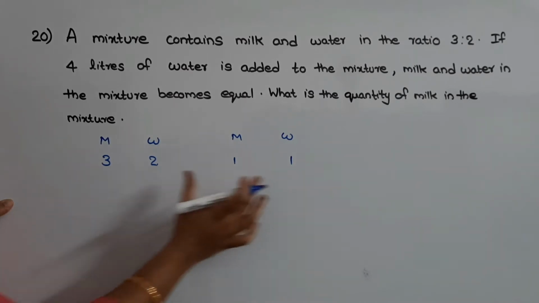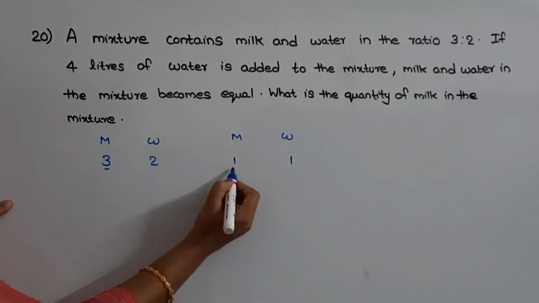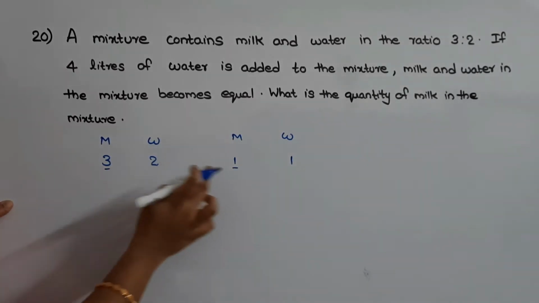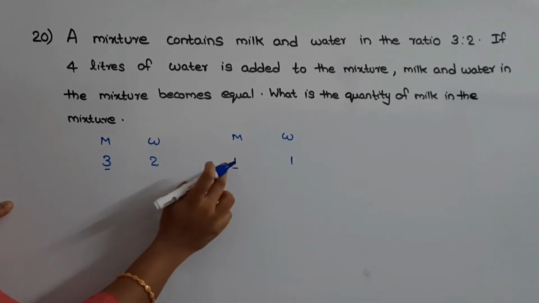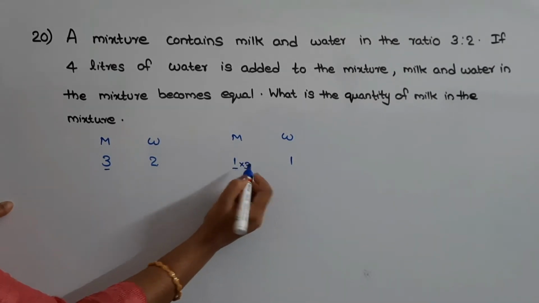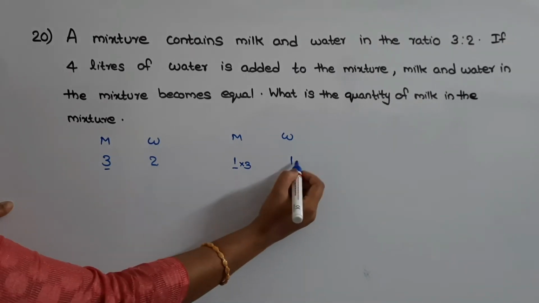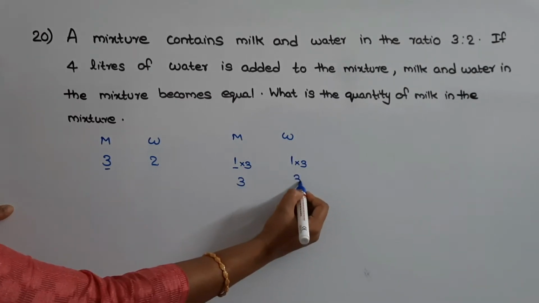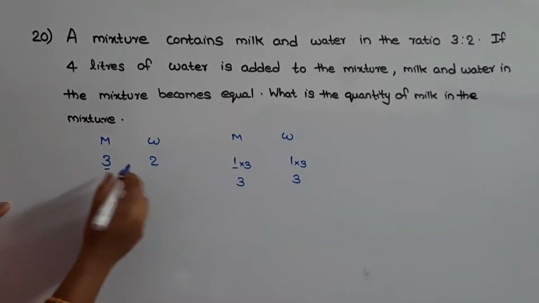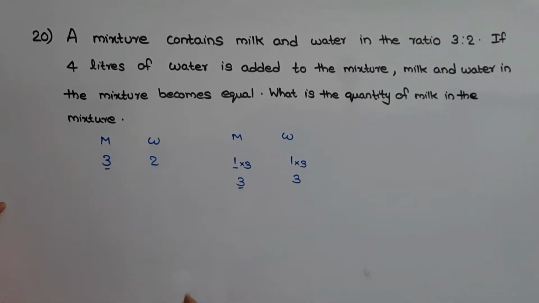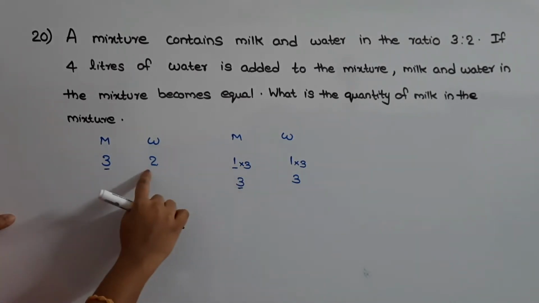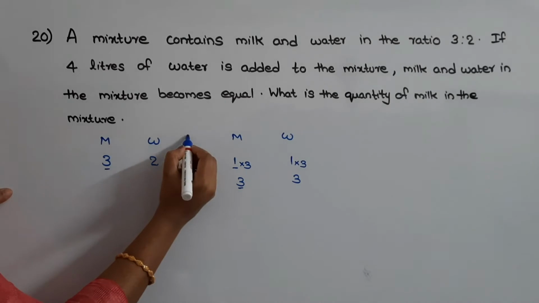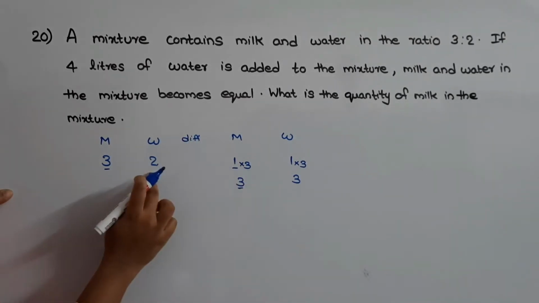Now in both these ratios the value of milk is different. So first what we need to do is we need to make the value of milk same in the ratio. For that we need to multiply this 1 by 3, but when we are multiplying this 1 by 3 we need to multiply this 1 also by 3. Now the ratio of milk and water in the second case will become 3:3. Now the value of milk has become same. So the difference between the values of water will be the quantity of water added to the mixture in terms of ratio. So the difference will be 3 minus 2, that is 1.